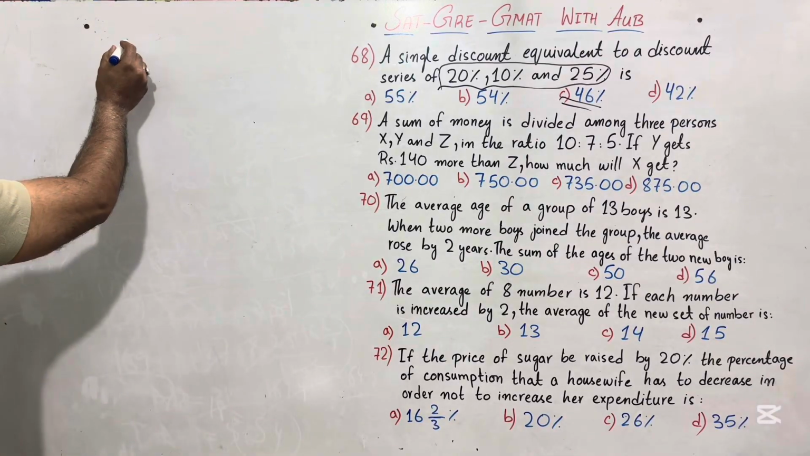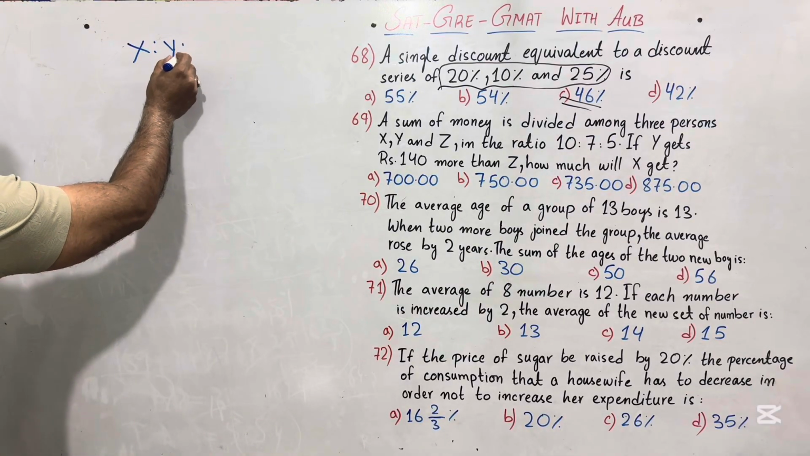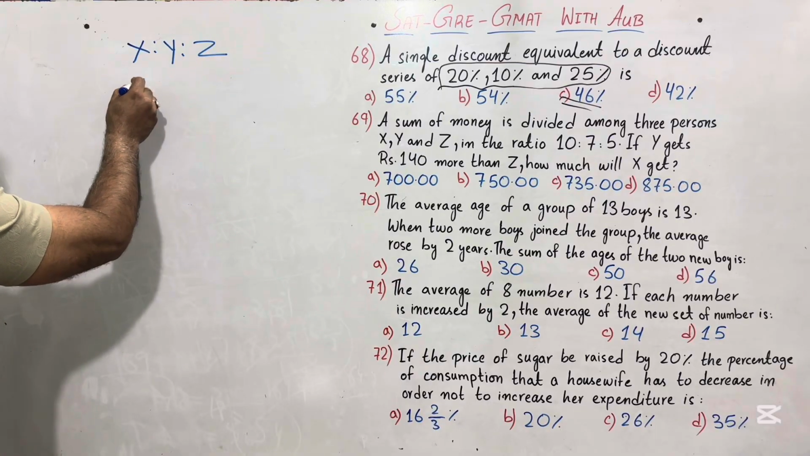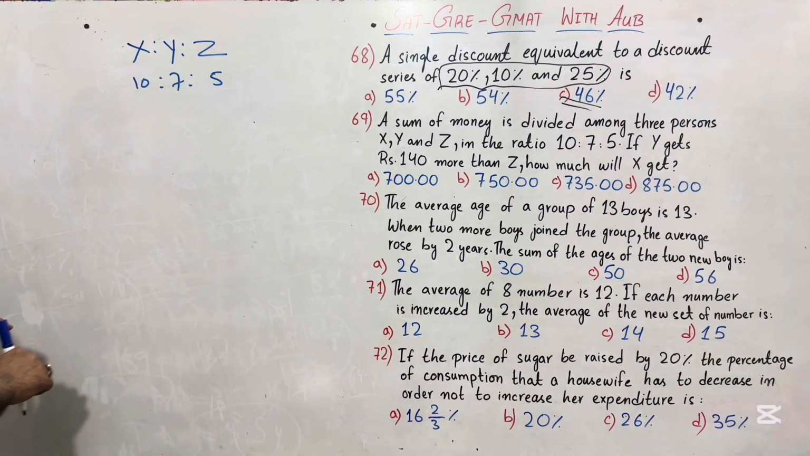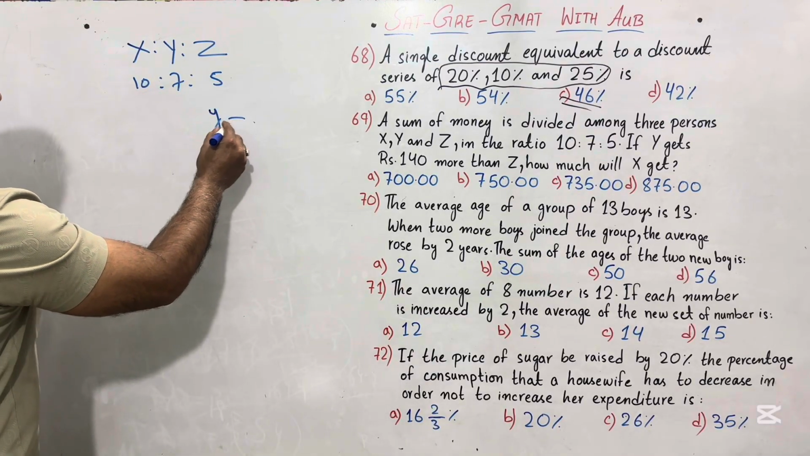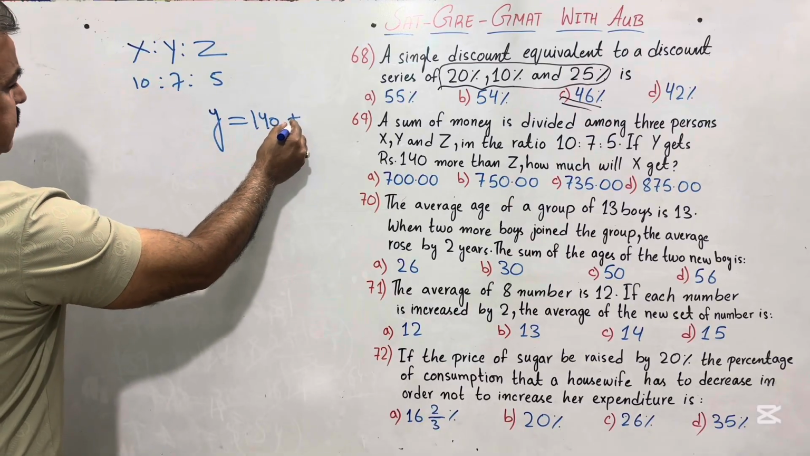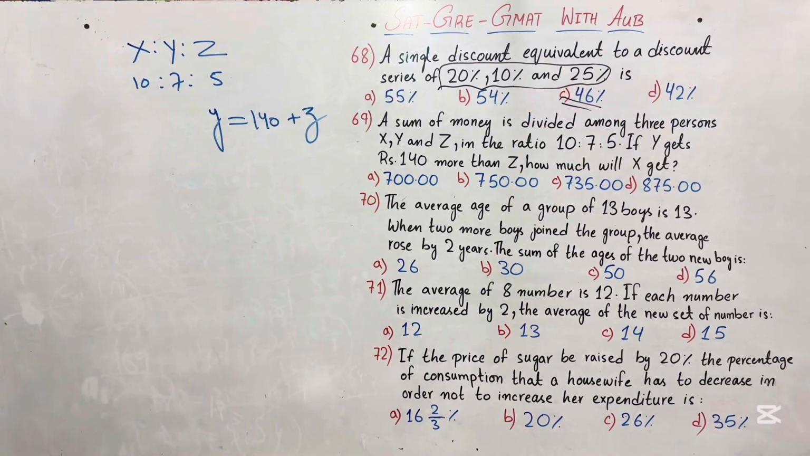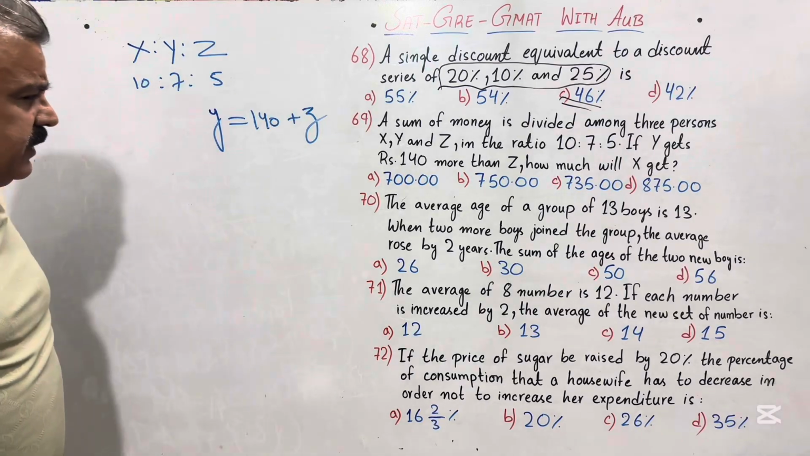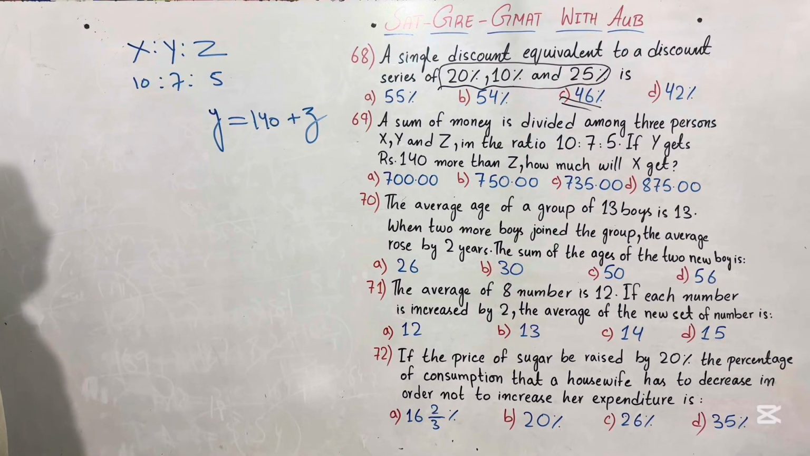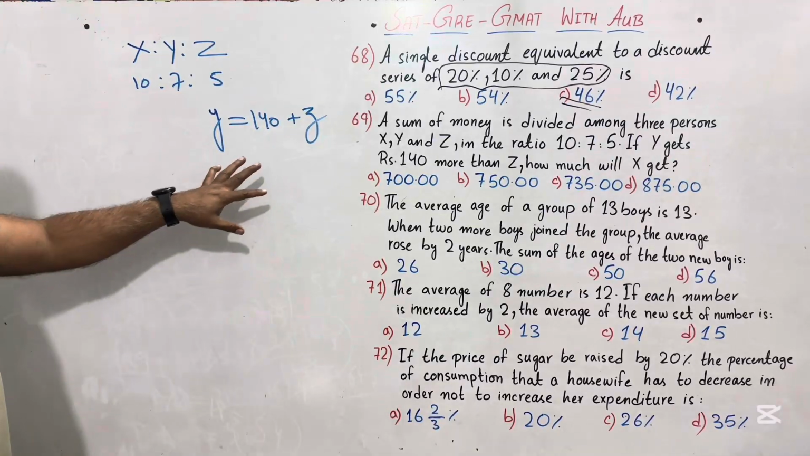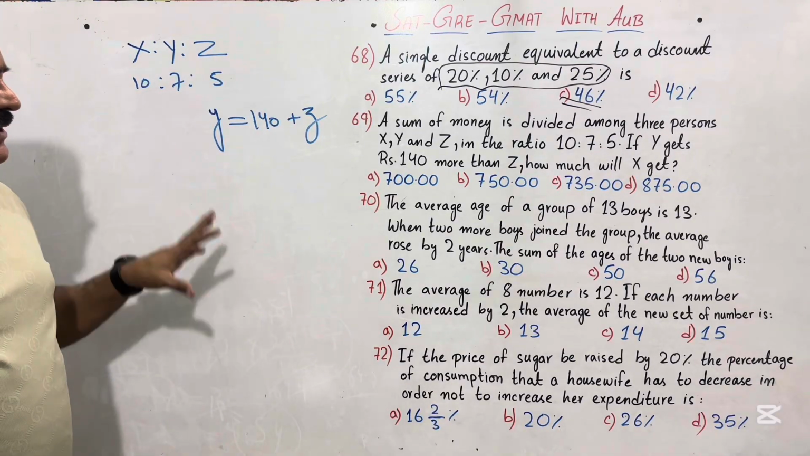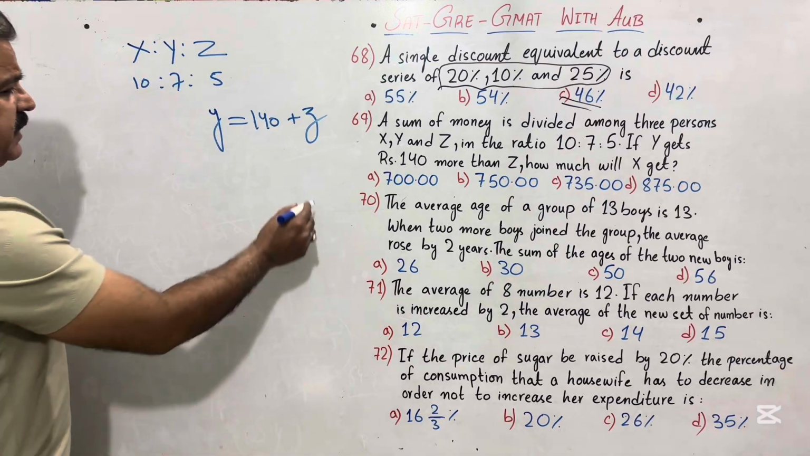We have been given simply the ratios of X, Y, Z: 10, 7 and 5. And the share of Y is 140 more than Z. A sum of money is to be divided among three persons X, Y, Z in the ratio 10, 7 and 5. The connecting link is that Y gets 140 rupees more than Z. How much will X get?